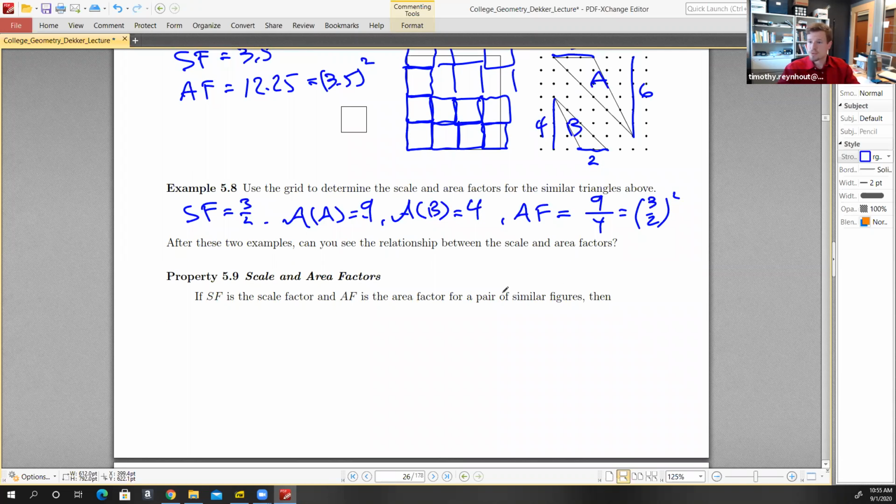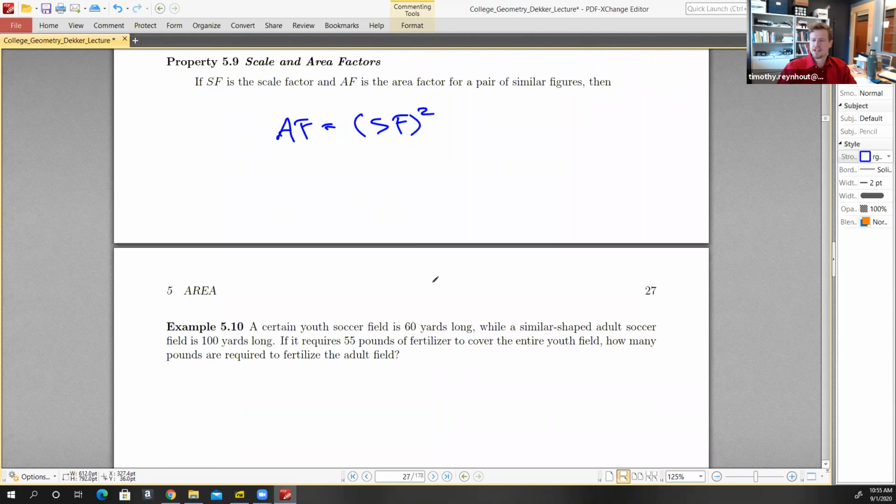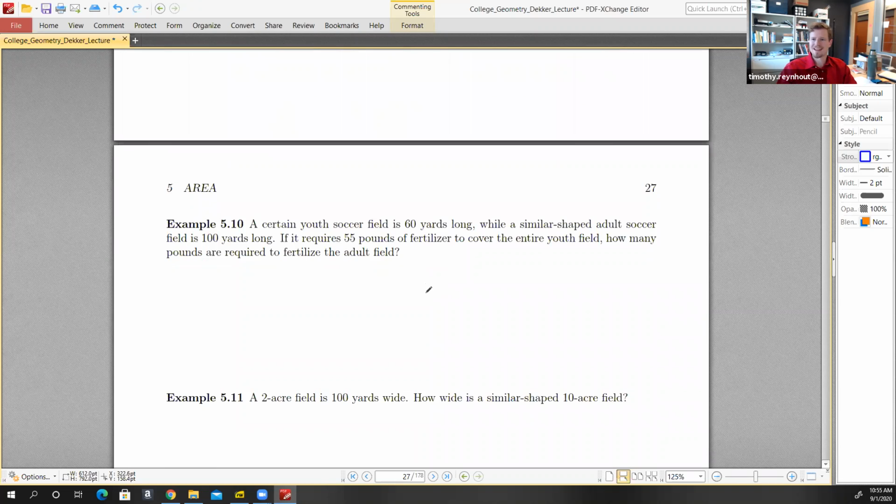So with that, between our last two examples, we should be able to see, or at least have a good guess at, what the relationship between scale factor and area factor is. So area factor turns out to be the scale factor squared. Excellent. So let's take a look at a few examples of applying this concept.